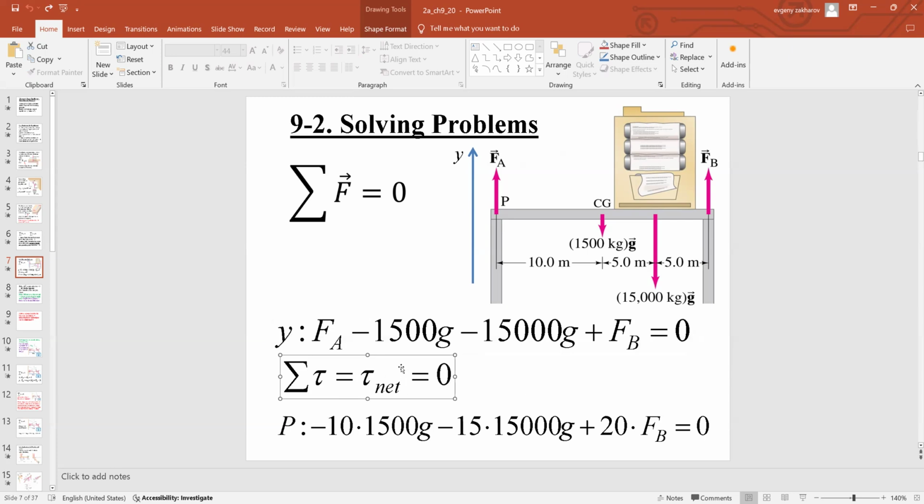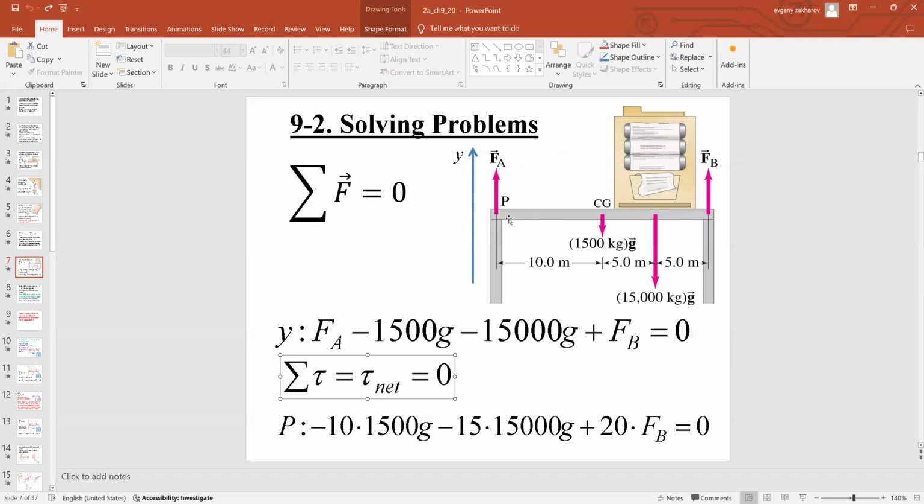And this should be valid for any point. You are free to choose any point on the system, and no matter what the point is, torques should add up to 0. And in here, you really want to make a clever choice on that axis of rotation, so this helps you to solve a particular problem.